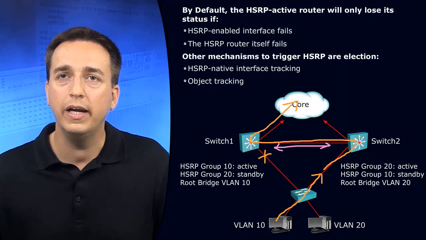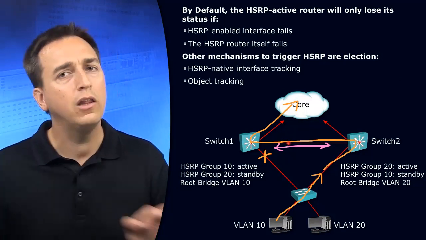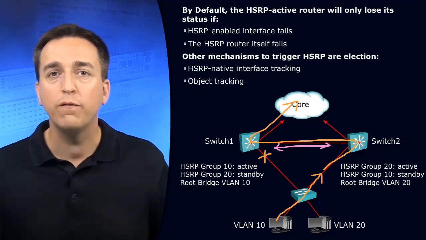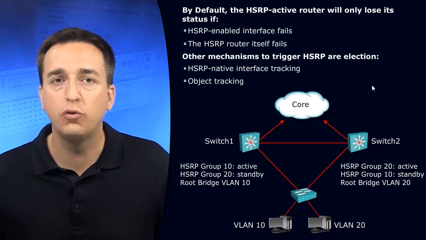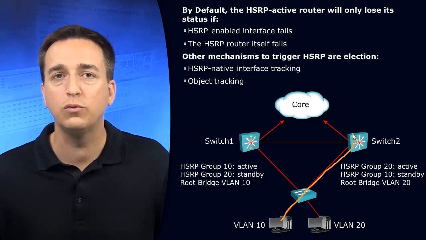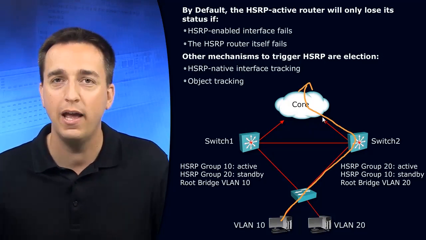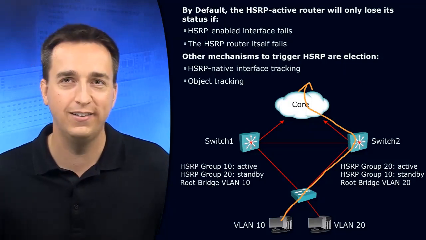If this link happens to be a layer 3 link, then that hello packet would not be flowing back and forth. So therefore, with the absence of the hello packet in that scenario, traffic would end up flowing this way because switch 2 would take over as the active forwarder for group 10. Also, a perfectly acceptable scenario.